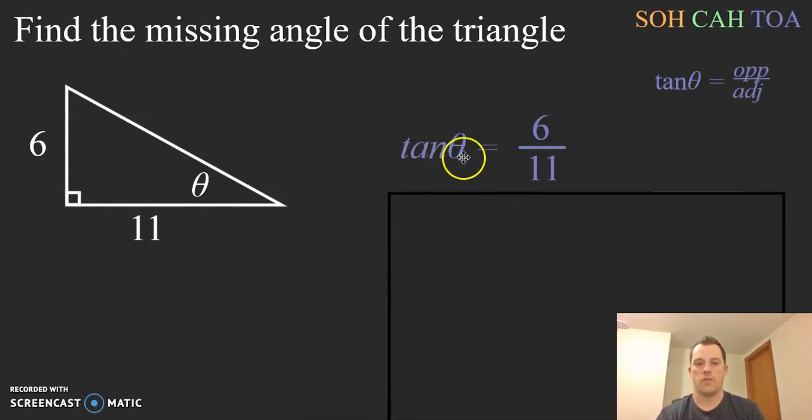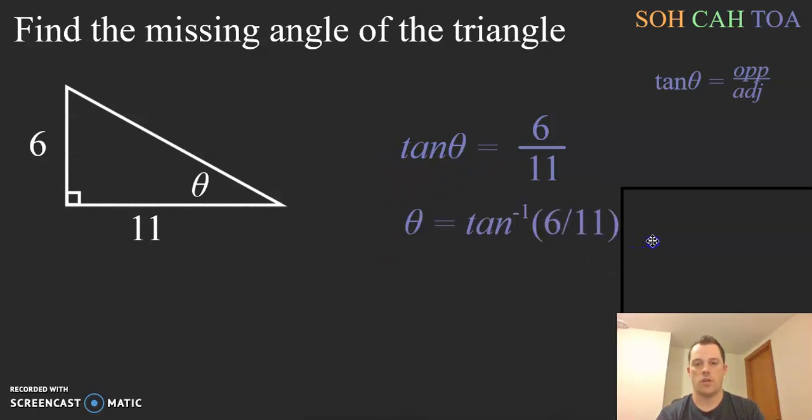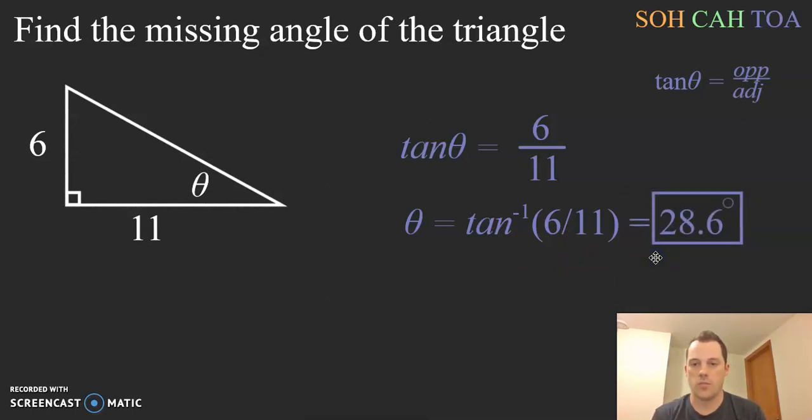Again, we take the inverse of our trig function, so inverse tangent of 6 over 11. So we push second or shift on our calculator, and then tangent 6 over 11 should give you 28.6.